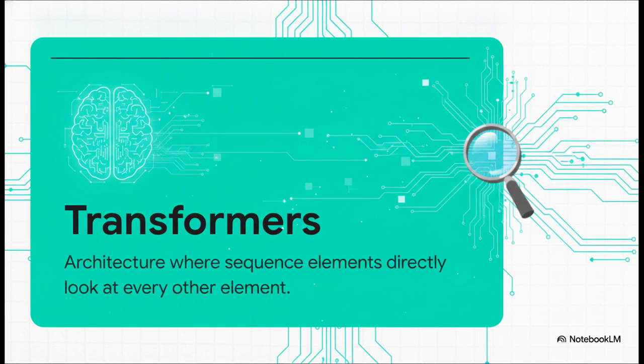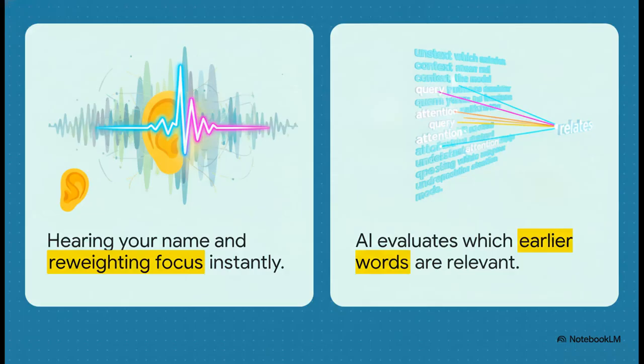Instead of reading text sequentially from left to right like we do, transformers use parallel processing. Every single element in a sequence directly looks at every other element all at once, deciding exactly how much each part matters. Let's look at the biological equivalent because it's super relatable.